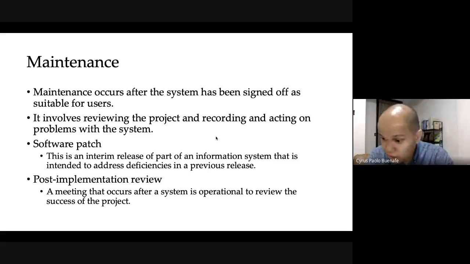You need to review the project. You take a look at the problems of the system and problems of how you implemented the system. And there are other changes or additional activities that could happen during this period. For example, coming up with a patch. So it's an interim release of part of an information system that is intended to address deficiencies in a previous release. Sometimes a patch can be very important if there's a risk of disruption to the business.